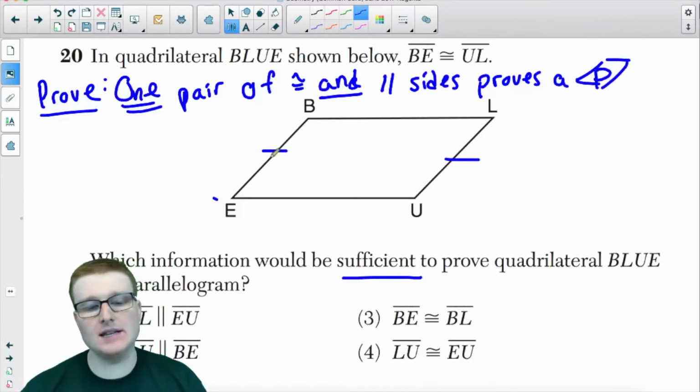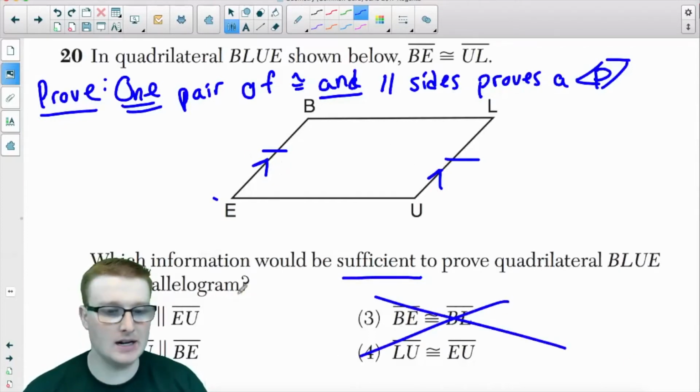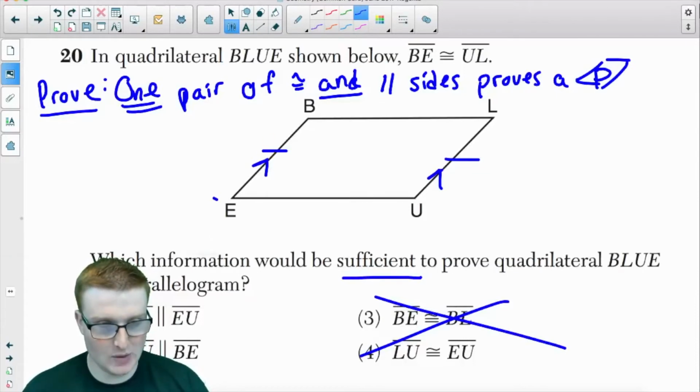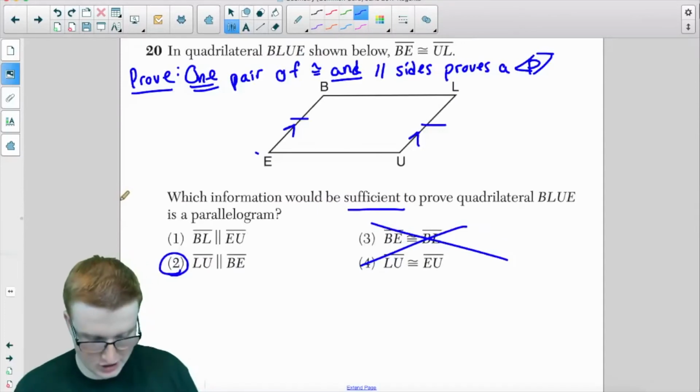So basically, if we're saying that BE is congruent to UL, we're really looking for BE is parallel to UL, because if these are congruent, we're looking for the parallel answer. These make no sense over here. I just know it. BE is parallel to LU. That's going to be choice 2 for that question.